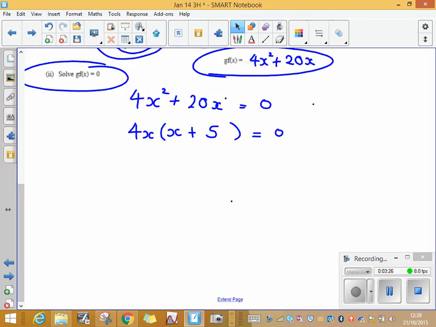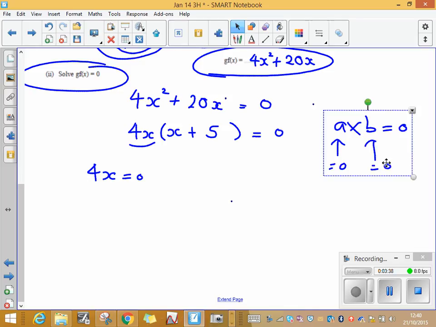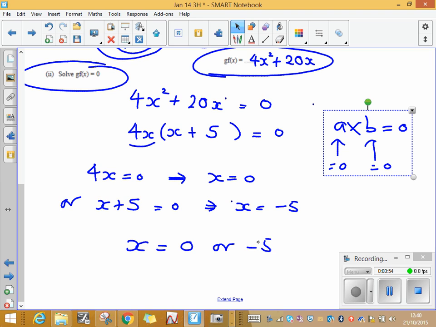So usual rules for quadratic equations, either 4x has to be 0. So remember, the idea is that if you've got two things multiplied together and the answer is 0, either that has to be 0 or that has to be 0. Okay, so if 4x is 0, that means that x is equal to 0. Or you could have that x plus 5 is 0, in which case x would be minus 5. So there are two solutions, x equals 0 or minus 5.